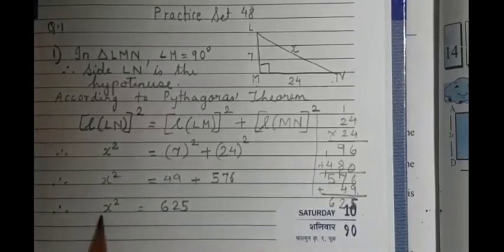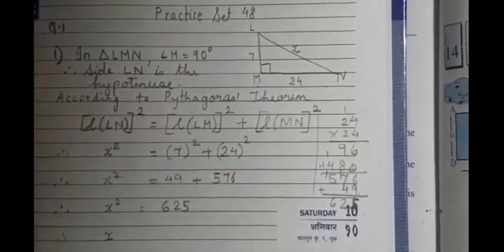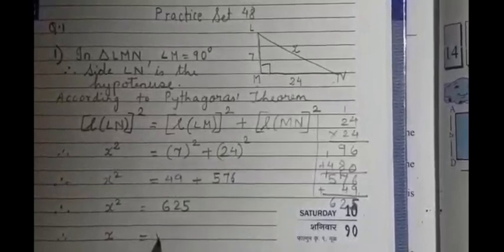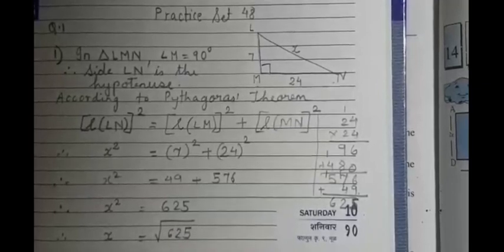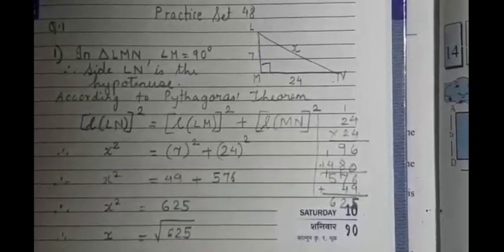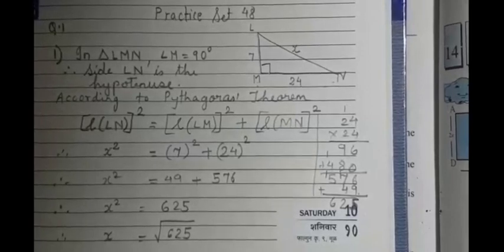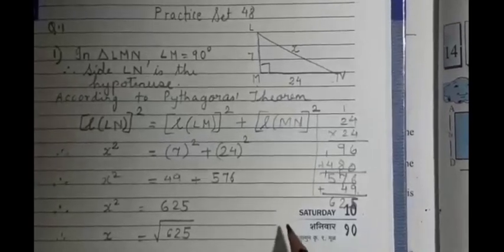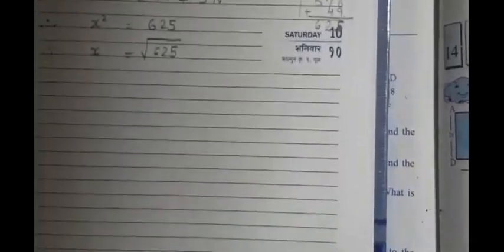If we take the square on this side, x will remain here. The square goes to the other side and becomes a square root. So x is the square root of 625. You have learned in the previous lesson how to find a square root. Some of you might have learned some square roots by heart, but those who have not, pay attention. I will show you how to find the square root.